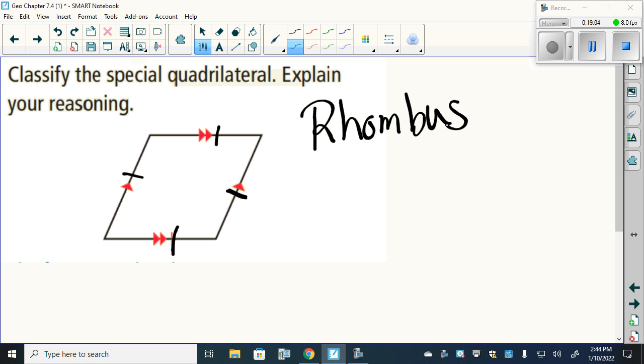Now, do we know anything about the angles? No. So at most, we can call it a rhombus. If we knew the angles and knew that at least one of them was 90 degrees, then we could say it's a square or a rectangle. But here, the most we can call it is a rhombus. A square is defined by four right angles and four congruent sides. If we have both of those, then it is a square.